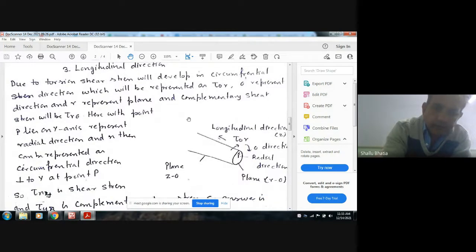Okay. You can see that this is the radial direction, this is the theta direction, and this is the longitudinal direction. And stress will be added, tau theta r. This direction is r. This is tau theta. This direction is z.